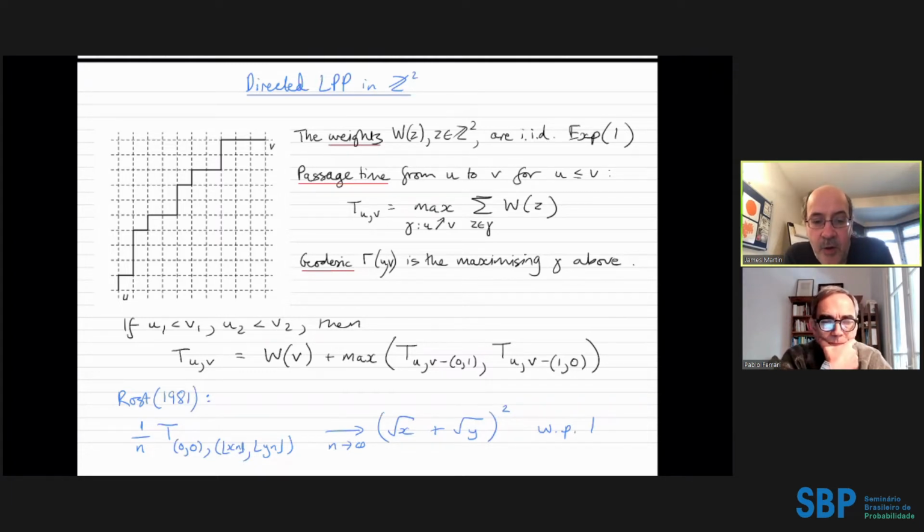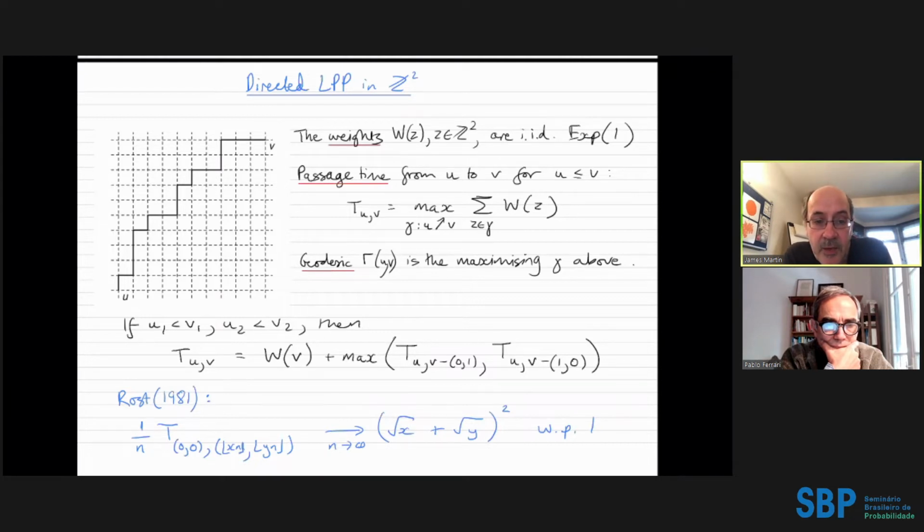But by now, an awful lot more is known. For example, the fluctuations around that law of large numbers are known in great detail. They are of the order of n to the one third. So the passage time from 0 to (n,n) behaves like 4n plus something random on the order of n to the one third.